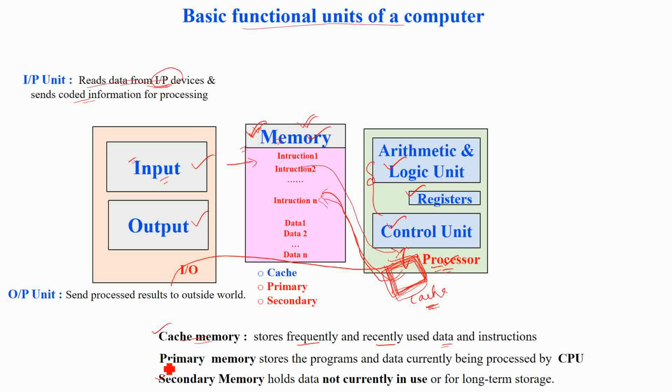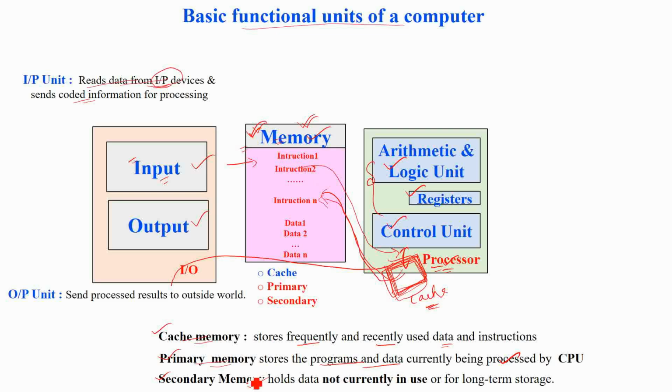So just now we discussed the primary memory, which is also known as main memory, which is used to store all the programs, that is, the collection of instructions and data currently being processed by the processor. All the active programs and data must be available inside the primary memory, and other than the active programs and data will be held inside the secondary memory only.